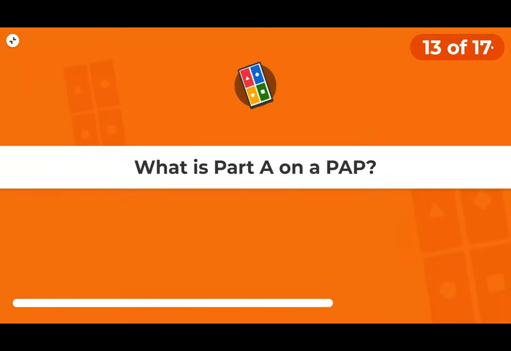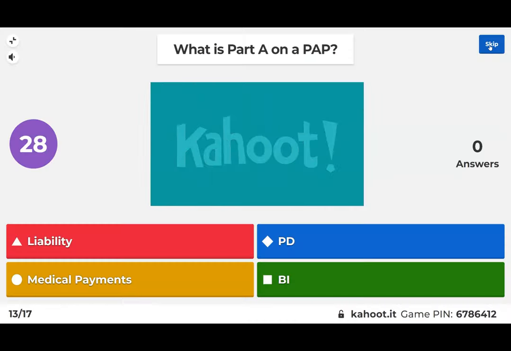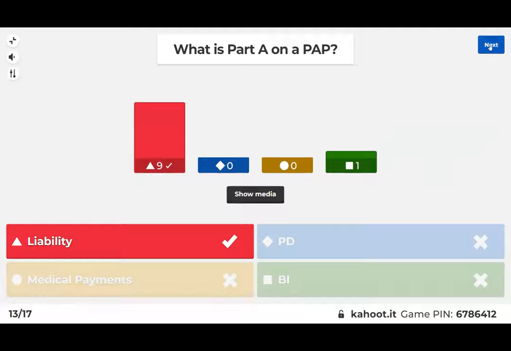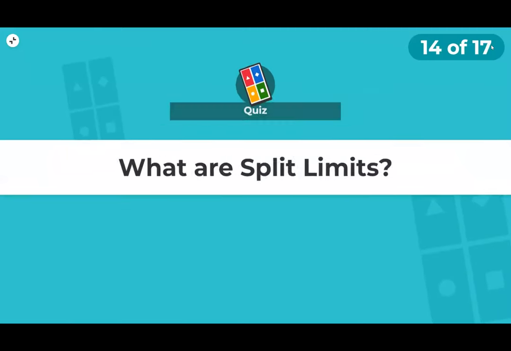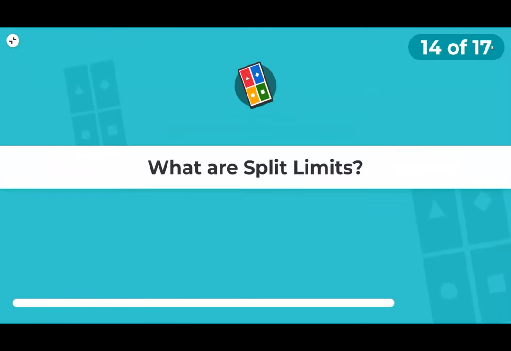What is Part A on a PAP? Part A, liability. Yes, Part A liability. What are split limits?